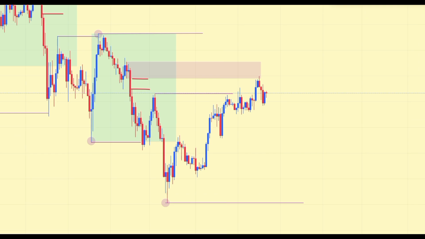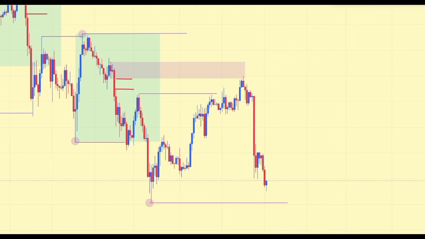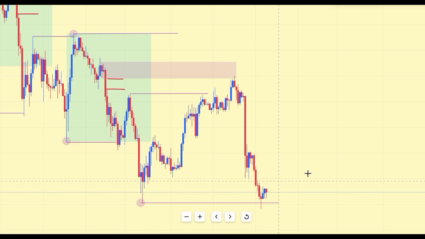The sweep failed and then price mitigated the order block, and as you can see, price made it out to the external liquidity.